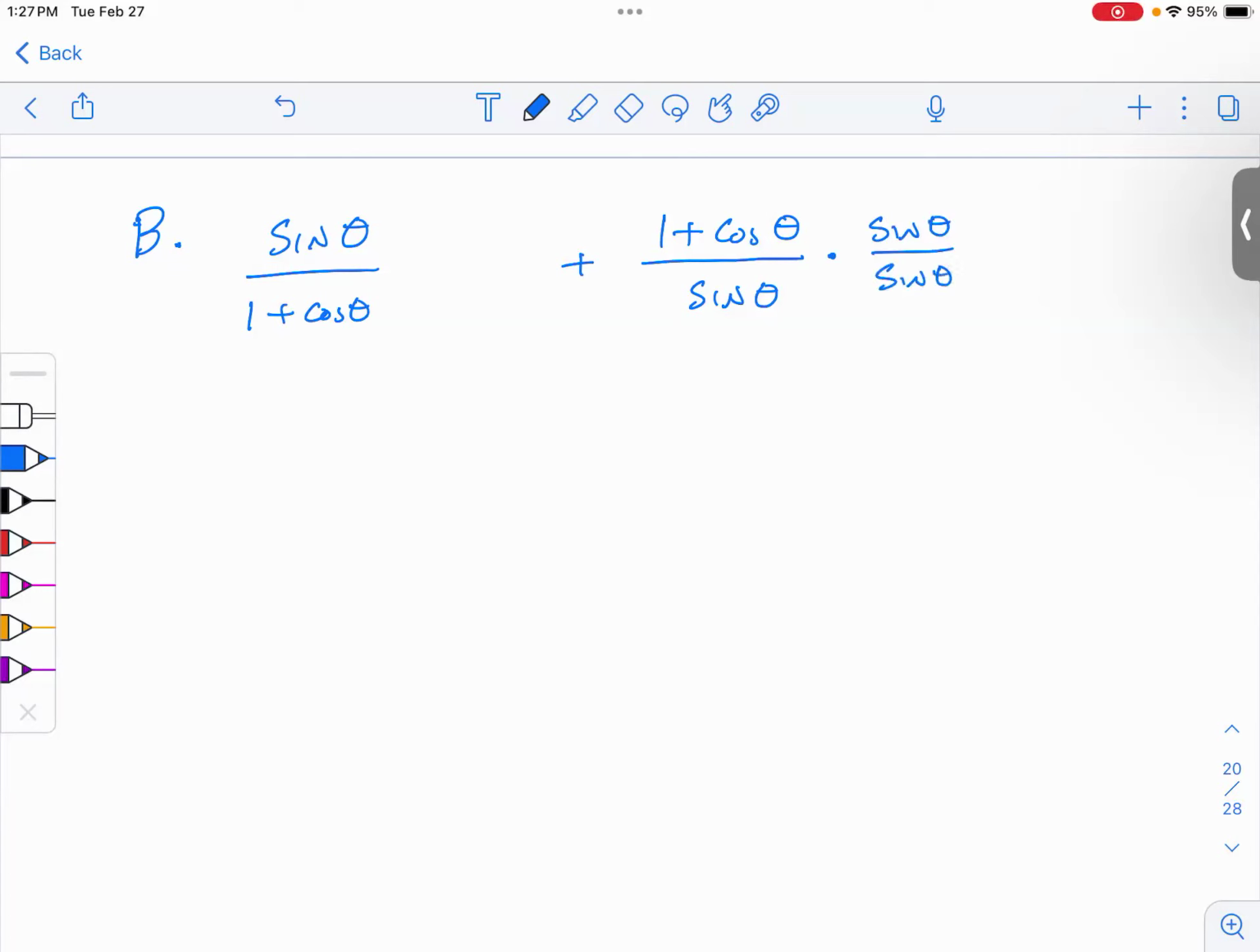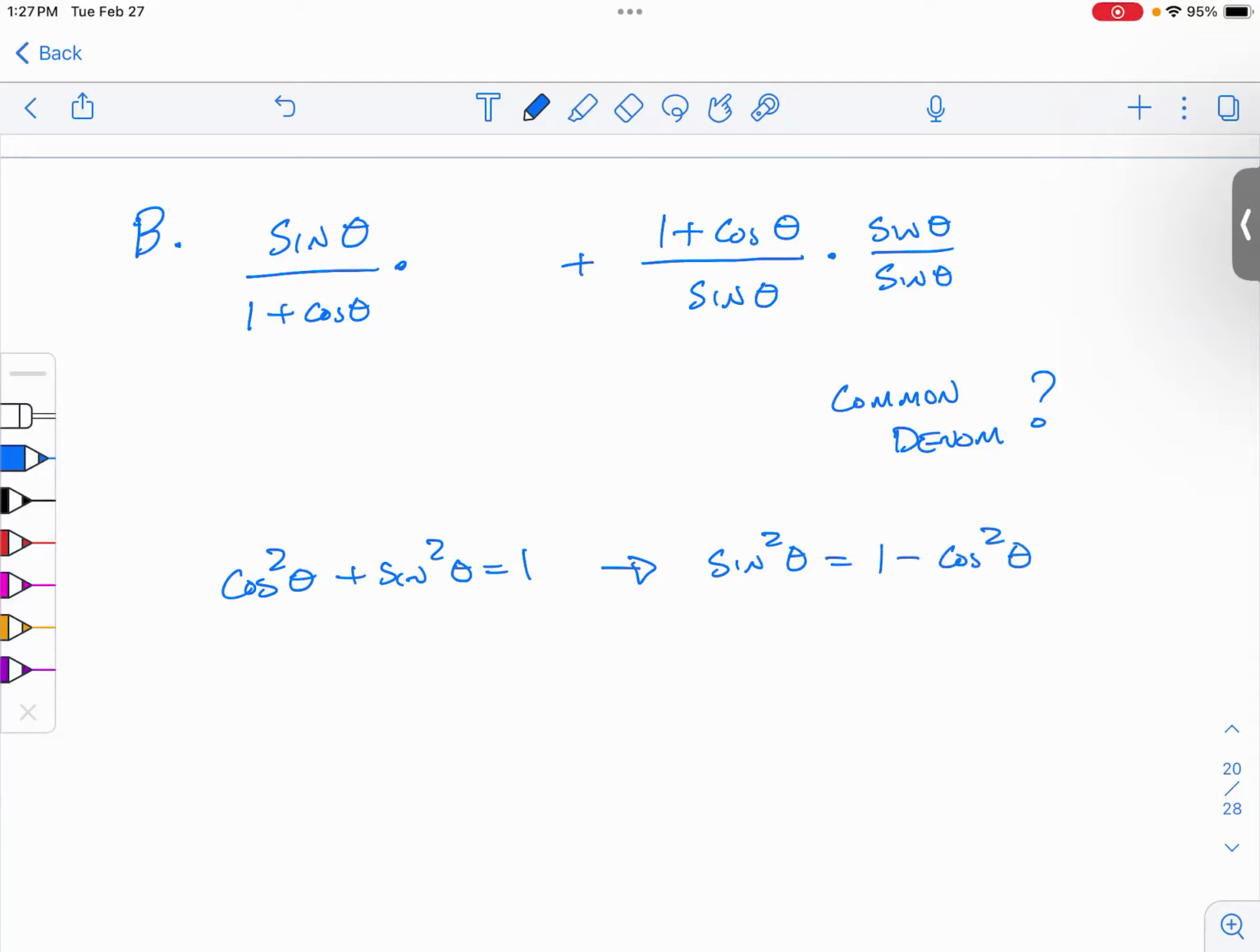So instead, I'm going to multiply this one by sine over sine. This one, because I'm trying to get a common denominator, right? Common denominator, question mark. I want to get that close to the fundamental identity. And we said last time, cosine squared plus sine squared theta equals 1. But remember, we can kind of mess with this. And since this one's going to be sine squared, this can become sine squared theta equals 1 minus cosine squared theta.